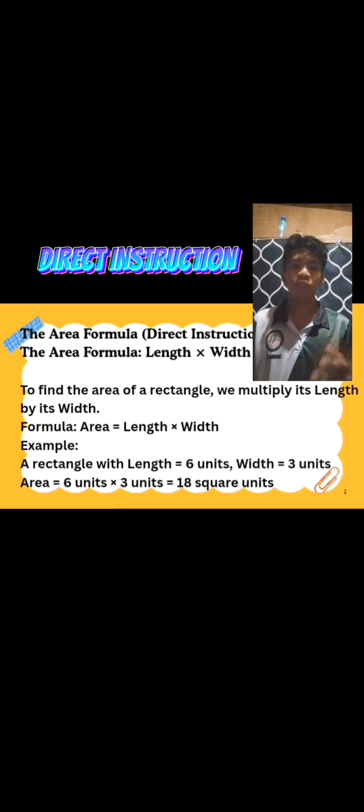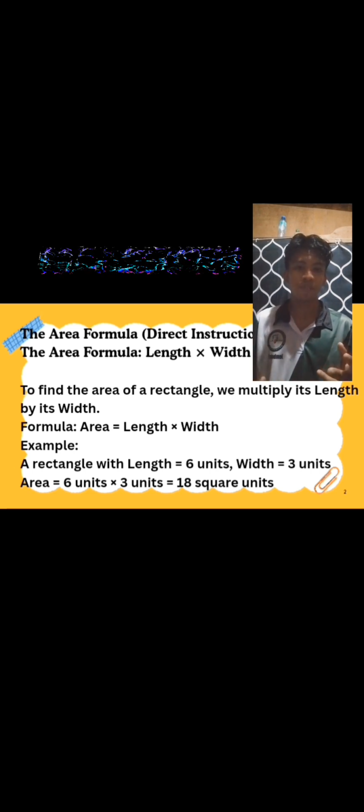Remember, the unit of our area is always square units because we are measuring two-dimensional space. Now, apply this method if a rectangle has a length of 7 units and a width of 4 units. Calculate its area. You simply multiply the length by the width to get the answer.